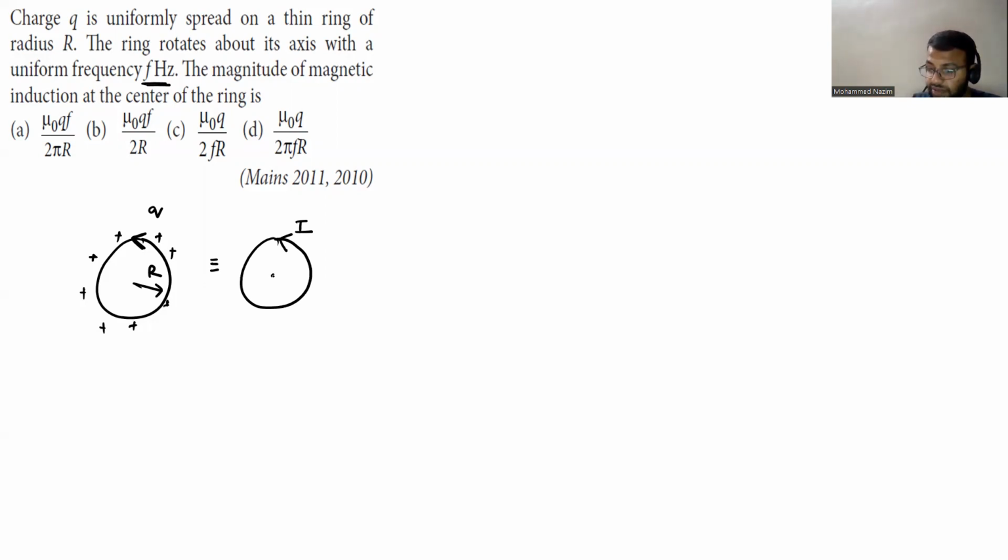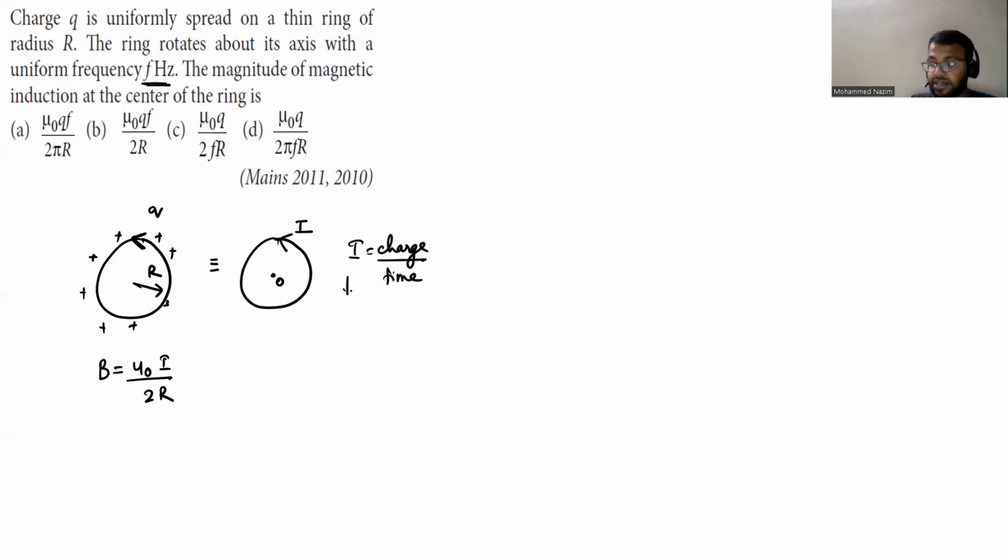And what is the magnitude of magnetic field due to a circular loop at the center? The magnitude of the magnetic field due to a circular loop is given by mu naught I by 2R. From the concept videos, we have learned that if there are n turns, it is going to be mu naught N I by 2R. If it is one turn, then the magnitude of magnetic field at the center is mu naught I by 2R. We need to calculate the current. So since charge is given, we can write current as charge divided by time.